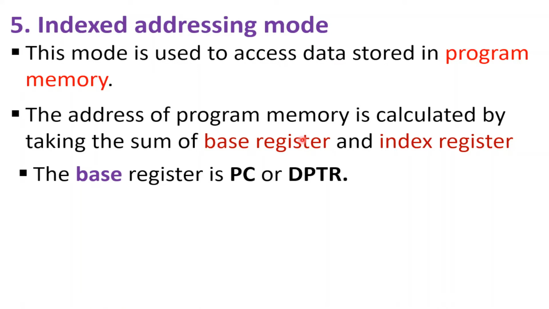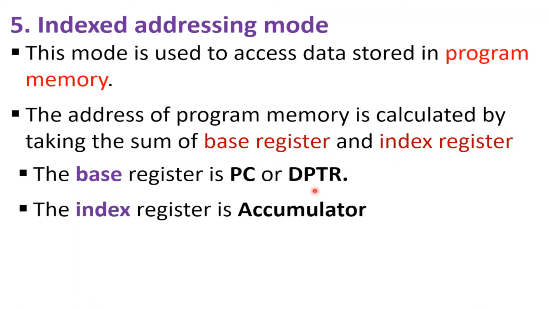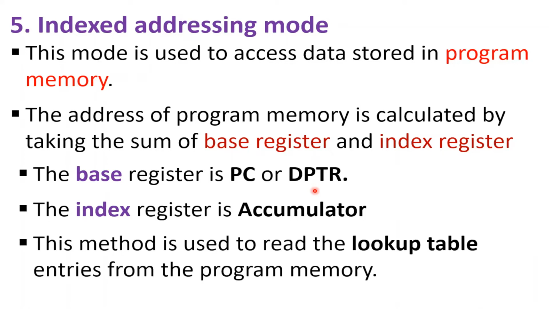Now which registers can be used as a base address register? Program counter and DPTR. These two registers are allowed to be used as base registers. And what about the index register? Register A, that is the accumulator, can be used as an index register. This method is used to read lookup table entries. It is suitable to read the content stored in a lookup table. There are continuous memory locations in program memory, and you have to search for one of the data from those entries. In that case, this addressing mode is used.